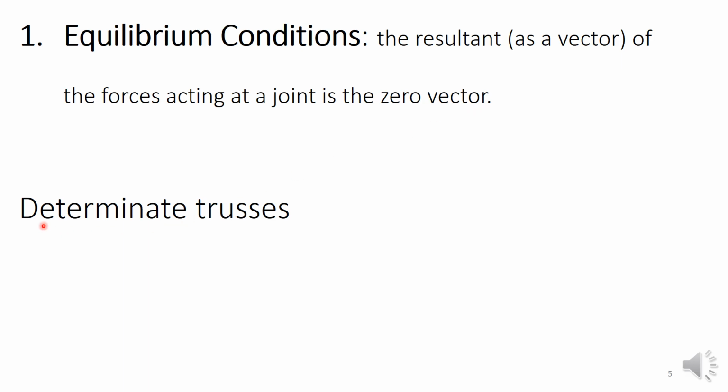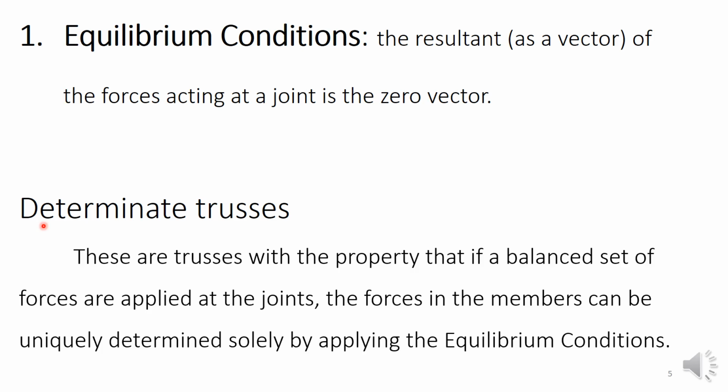Now we define determinate trusses. These are trusses with the property that if a balanced set of forces are applied at the joints, the forces in the members can be uniquely determined solely by applying the equilibrium conditions.